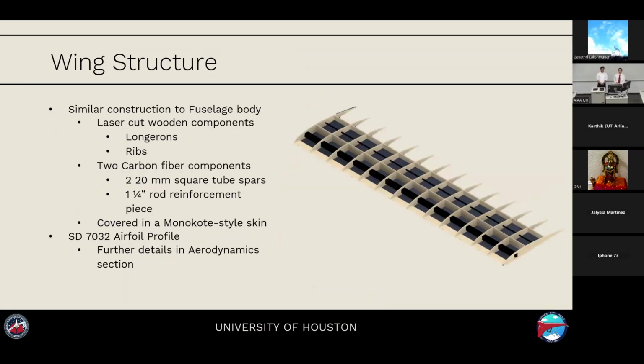For our wing structure, we're going to be using a very similar construction style to our fuselage. They're going to be laser cut wooden components containing longerons and ribs. There are going to be in total 3 carbon fiber pieces constituting 2 systems. There's going to be 2 20mm square tube spars as our main wing spars, and a 1/4 inch carbon fiber rod reinforcement piece, which will be used to counteract torsion near the wing tips. These are all going to again be covered in a monocoat style skin. And as the aerodynamics team mentioned earlier, we're going to be utilizing the SD7032 airfoil.